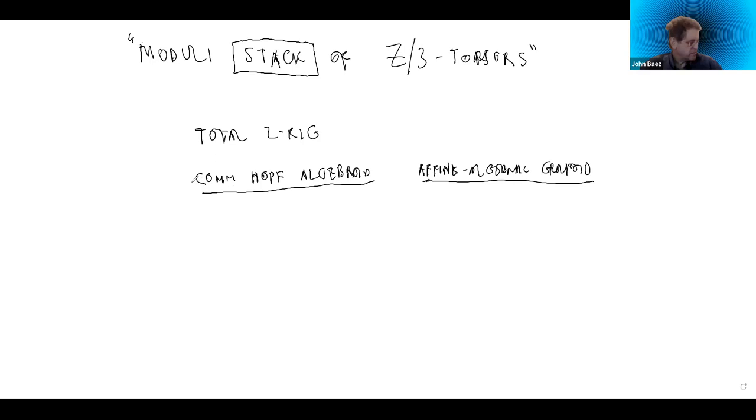I said opposite two categories. I'm not even sure. I don't want to worry too much about how you make them into two categories at the moment, but they probably do end up being opposite two categories. But maybe I should put the op over here or something like that. Maybe that will fit with some conventions. So there's things like that.